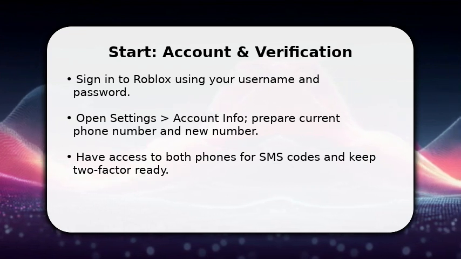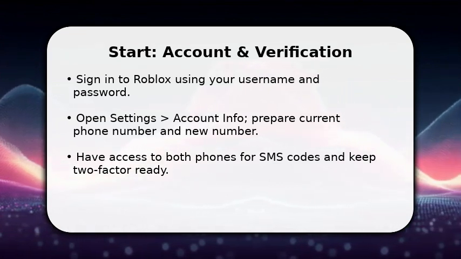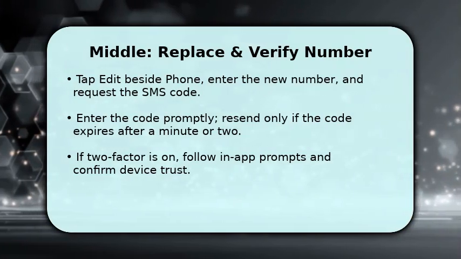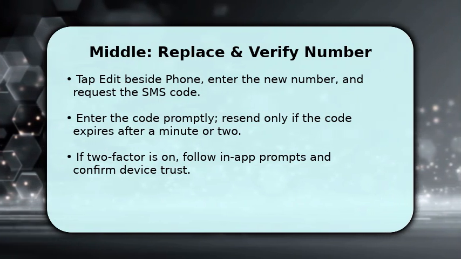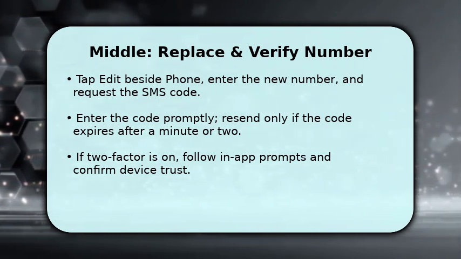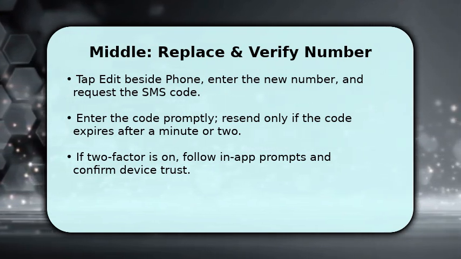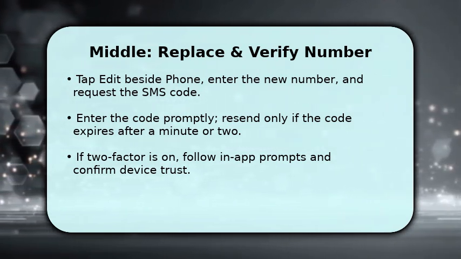Enter your password when prompted, then tap the Phone Edit option to start replacing the number. Once you've started editing the phone entry, type the new number carefully and request an SMS code. Do not navigate away while waiting. When the code arrives, enter it exactly as sent and submit. This step links the number and proves control.